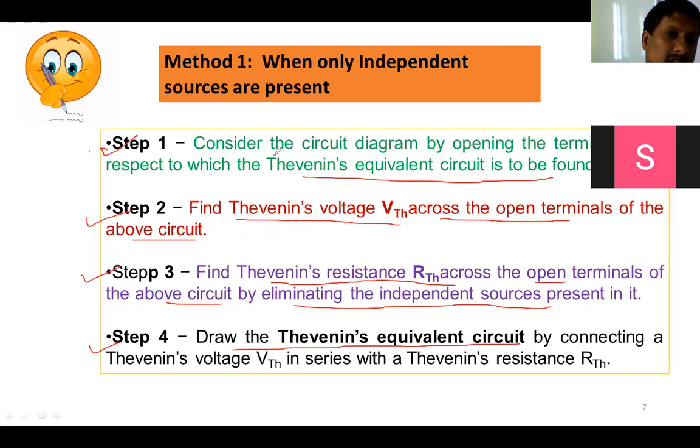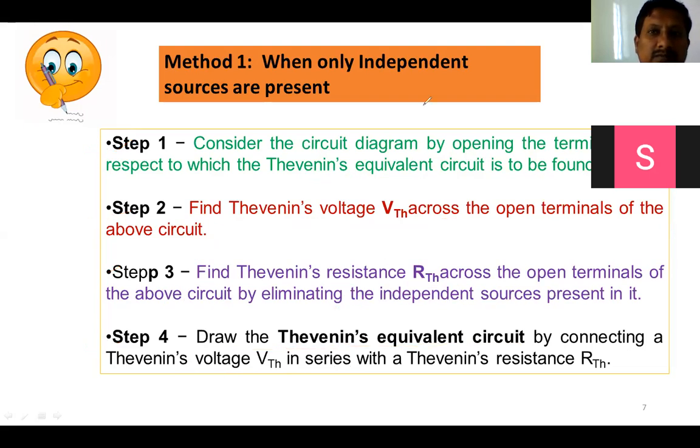First, you have to make the open circuit by removing the load resistor. In the second step, find out the Thevenin's voltage VTH, that is the open circuit voltage. Step 3, equivalent resistance, you have to find out RTH. And step number 4, you have to draw the Thevenin's equivalent circuit. These 4 steps you can remember.